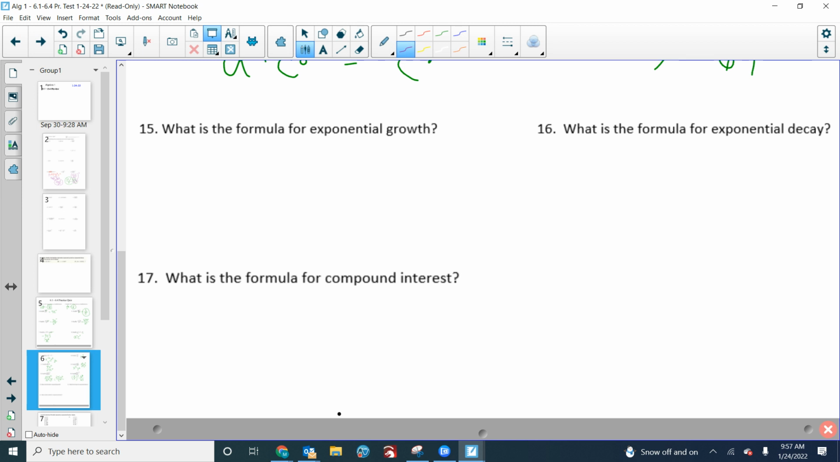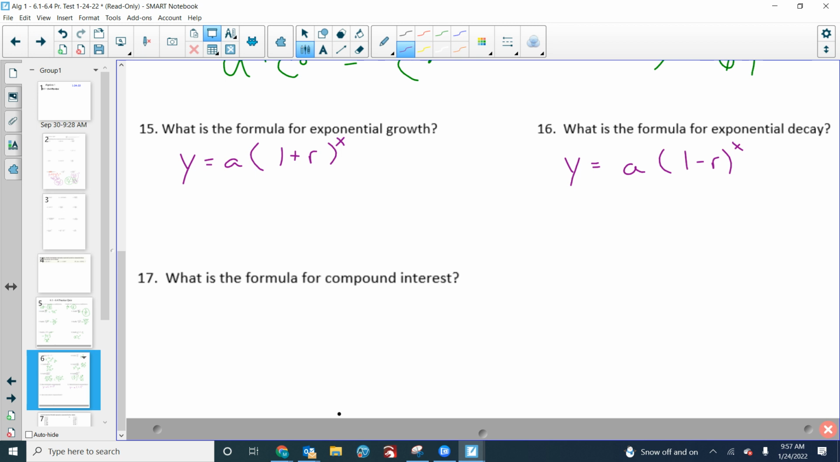All right, Samara, what'd you get for 15? You said 1 plus R? Good. Did anybody put the T? No. All right. What about the exponential decay? Let's go with Alaya. Y equals A, and then parentheses 1 minus R, and then parentheses, and then X. Good. You just have to memorize those. You just have to know those.